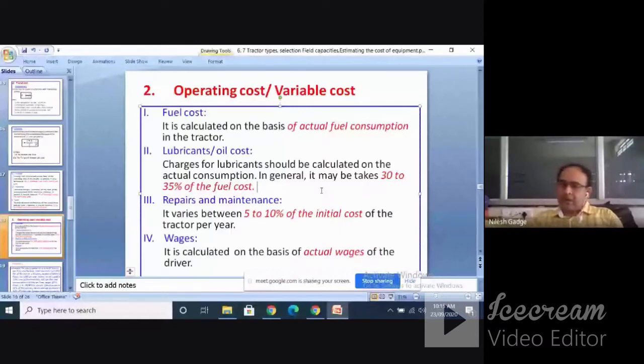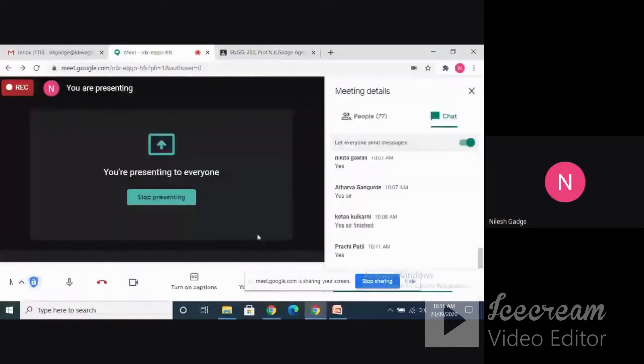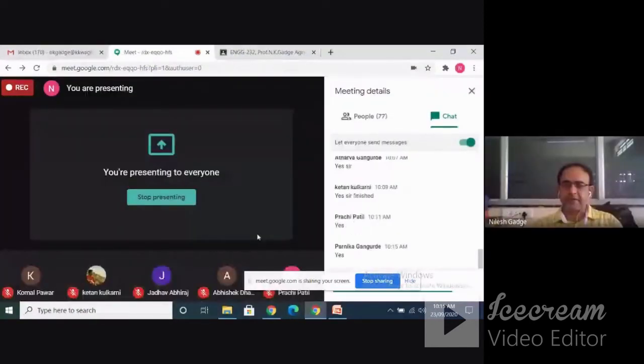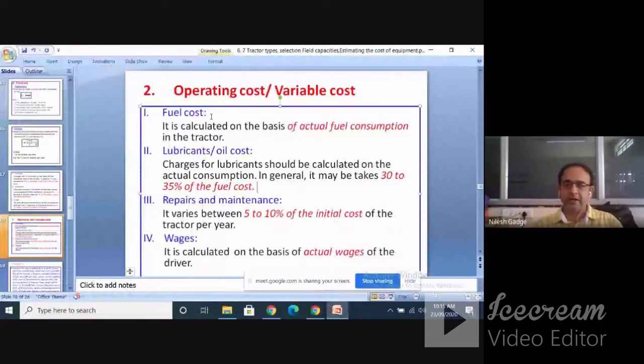And tell me if you have finished. Okay. Why are these people still joining? What is the problem? Pranik, I have finished all these terms. Write it as fast as possible. Fuel cost, then lubricant cost, and repair and maintenance. Wages of the operator is calculated on the basis of actual wages of the driver.